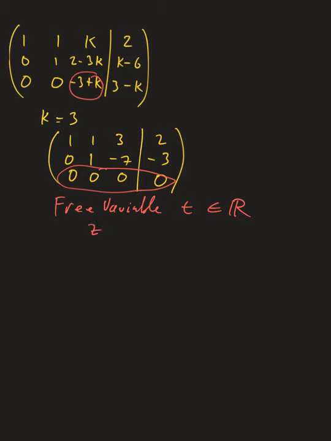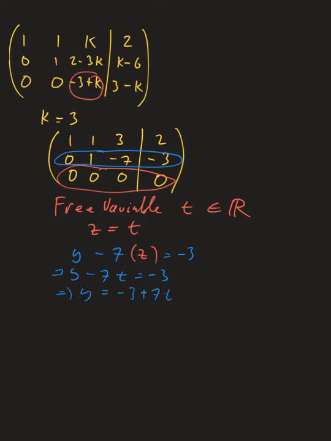And we'll say z is equal to t. So that's going to be our solution for z. Say that z equals t, where t is any real number. So now we can proceed as usual. Go back to that second line, which reads y minus 7 times z is equal to minus 3. So that means that y minus 7 times t is equal to minus 3, or that y is equal to minus 3 plus 7t.